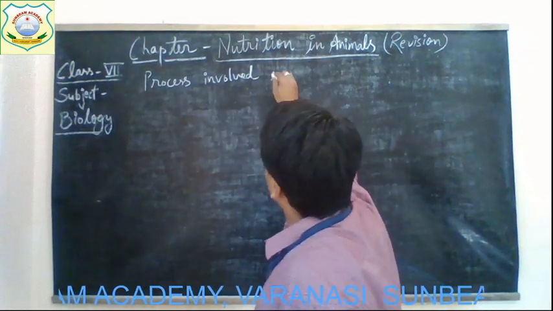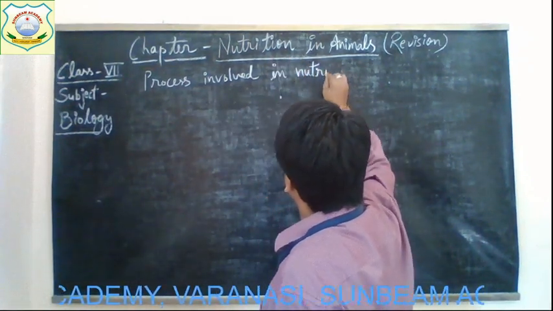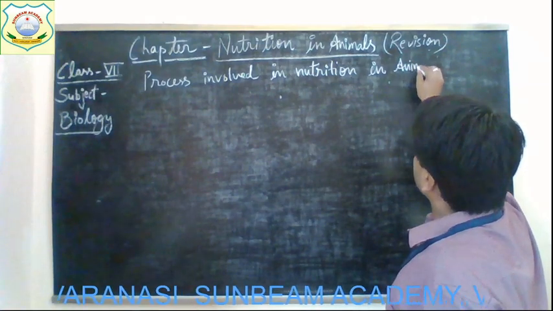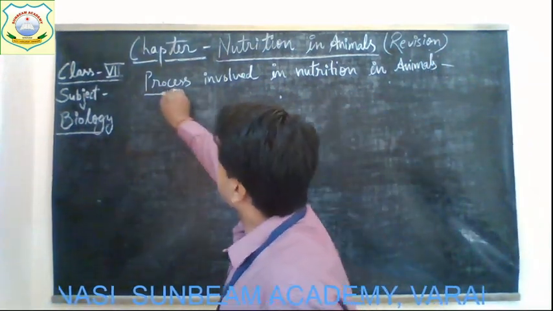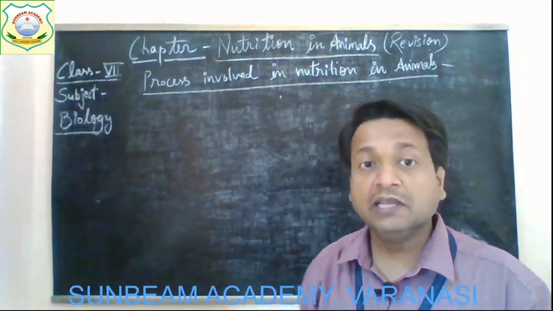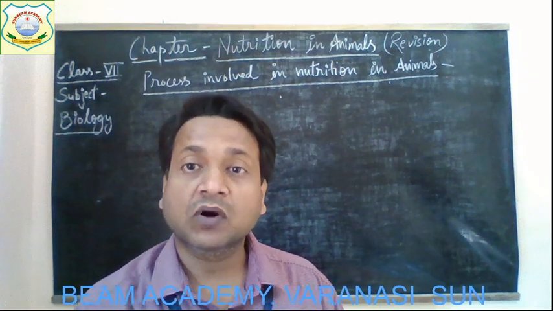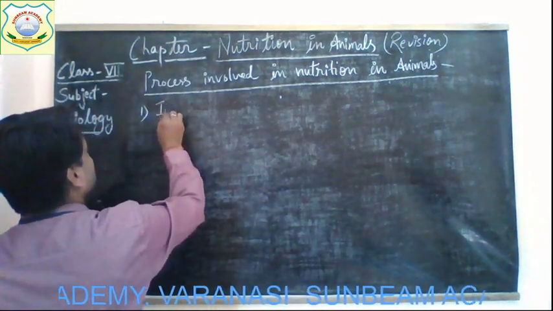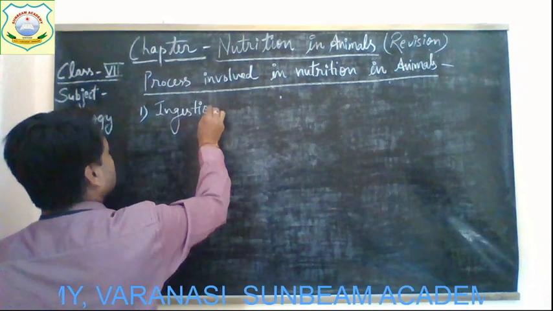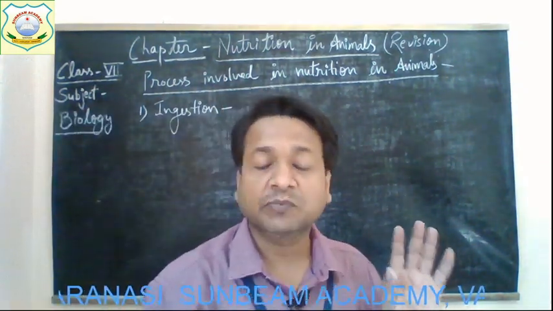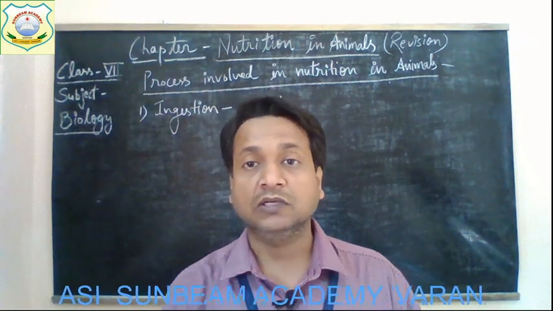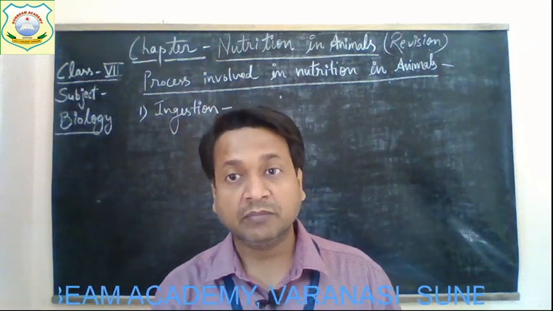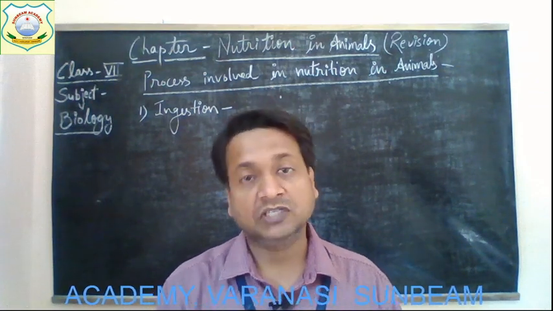Processes involved in nutrition in animals. Alright children, there are mainly five processes involved in nutrition, and the first one is ingestion. The ingestion process involves taking in food through the mouth and eating it. This process of taking in food by the mouth and eating it is simply known as ingestion.